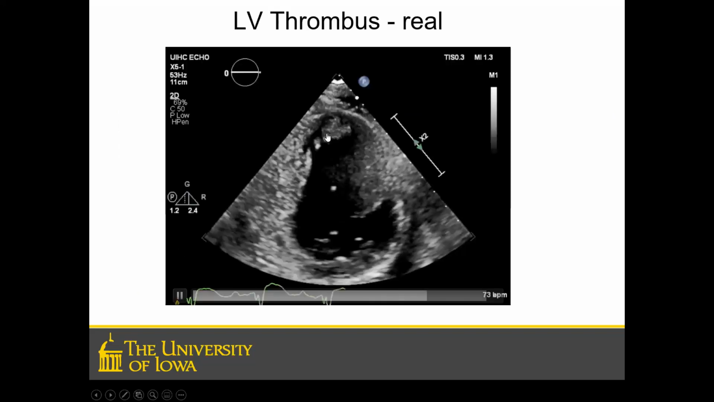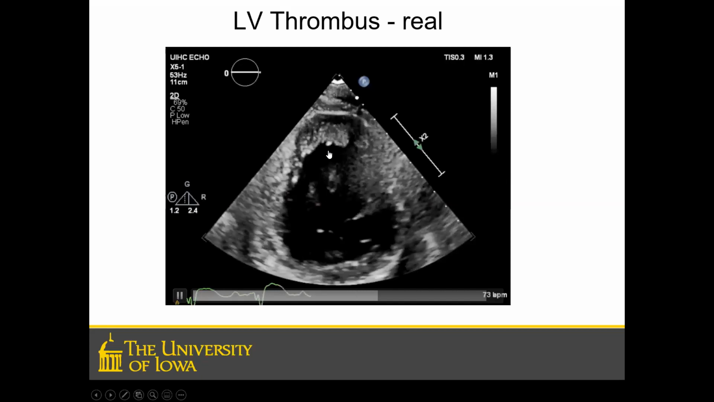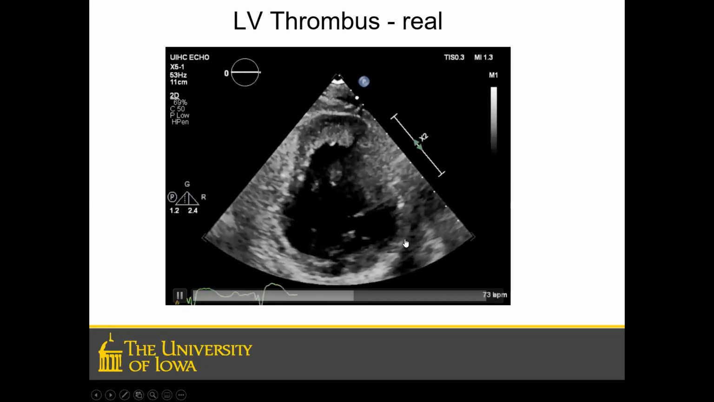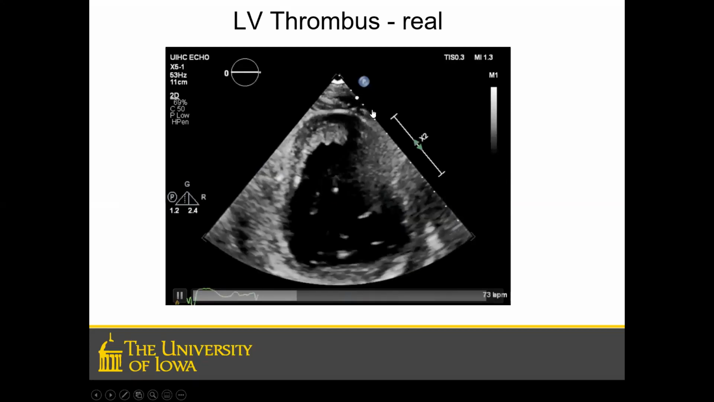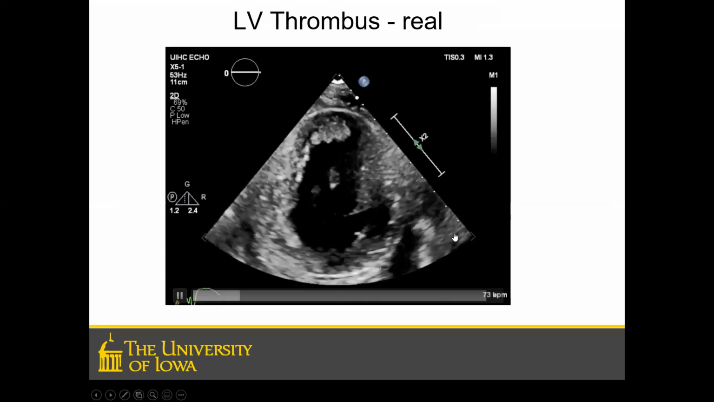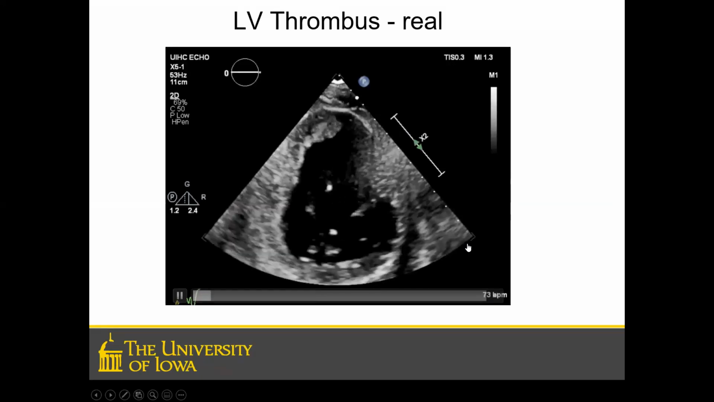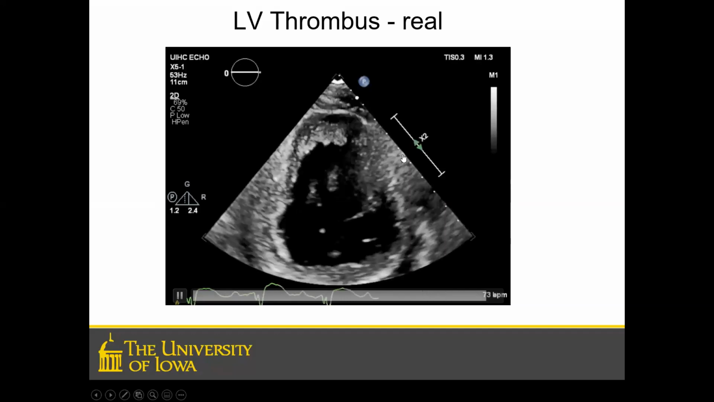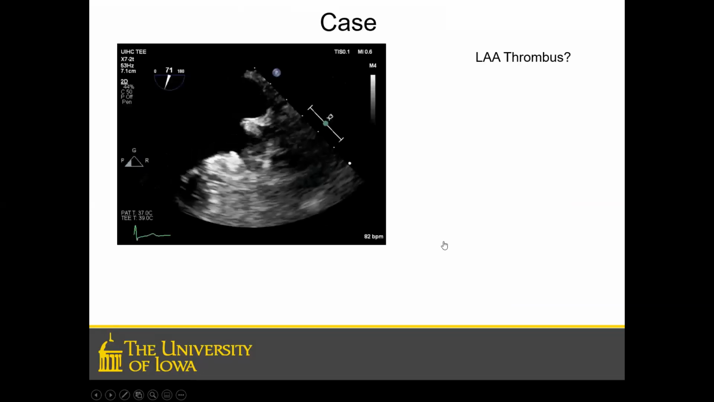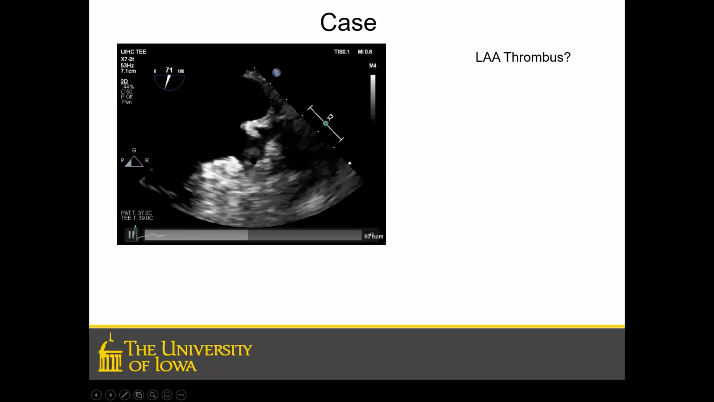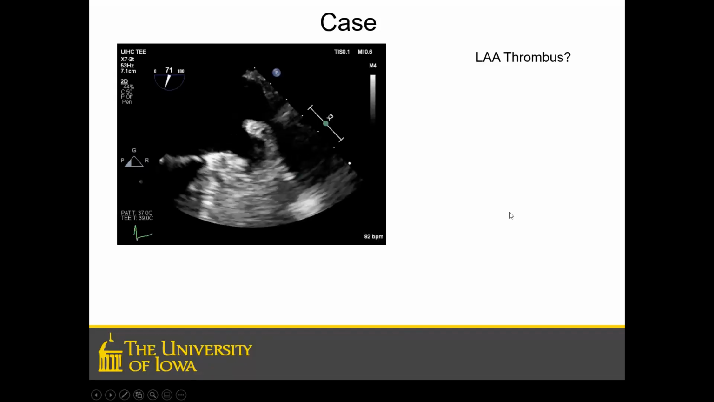And then here's a true thrombus that I thought I'd throw in here, but notice we've decreased the depth and we've moved the focal zone up. The focal zone traditionally is about at the level of the mitral valve, and we just moved it up. Okay, here's a question. Is there left atrial appendage thrombus? What is happening here?